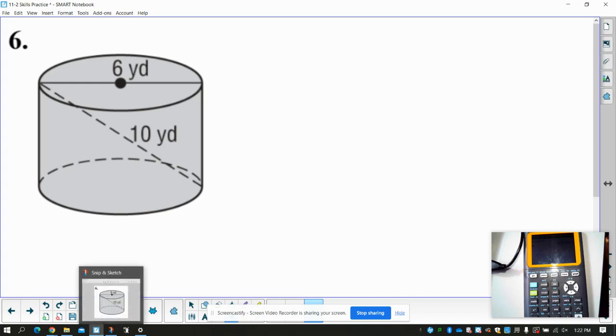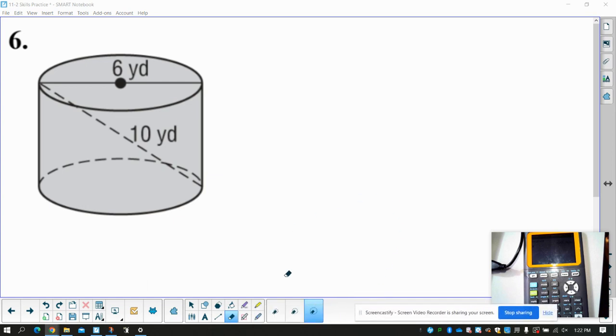All right, we are doing problem number 6, and we're going to find the volume of this cylinder. The formula for the volume of a cylinder, volume is pi r squared h. R is the radius of the cylinder. H is the height of the cylinder.